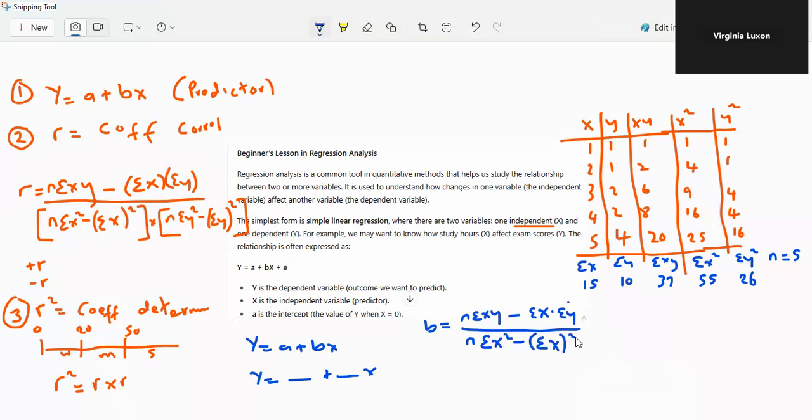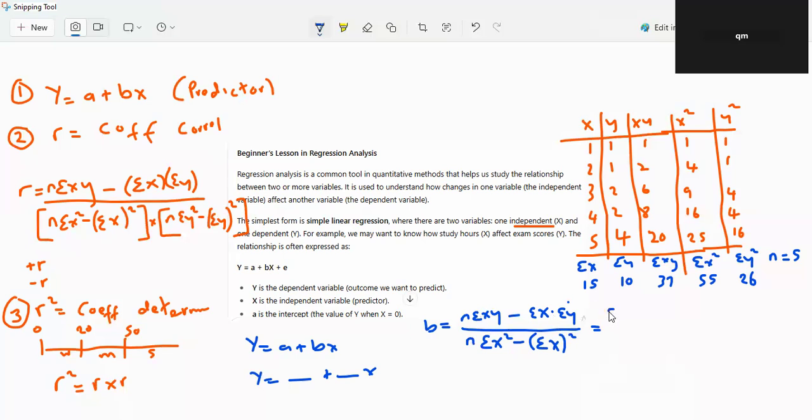What's the difference between x squared and summation x to the power 2? The first one, summation x squared, is the one in the fourth column. It's already squared on its own, so you don't need to square it. This one is a small x, but you now raise it to power 2. All right, so let's substitute here.